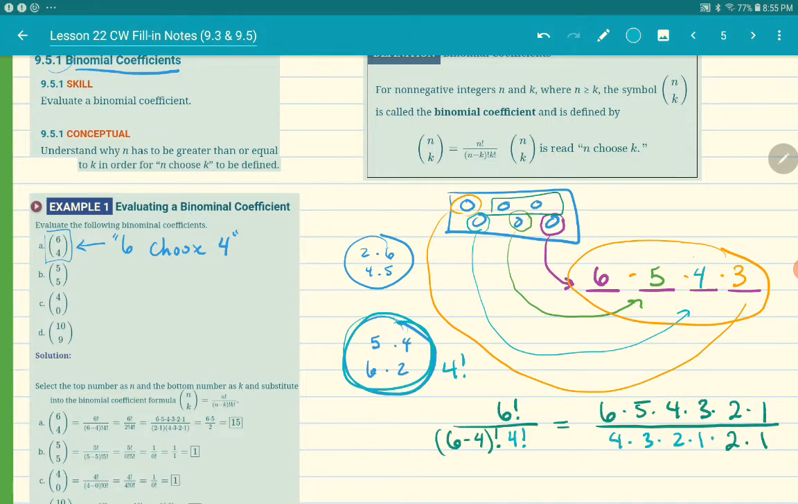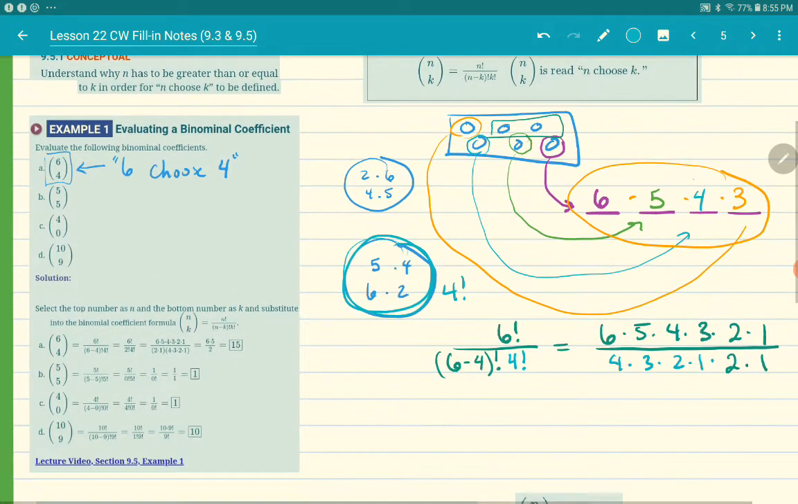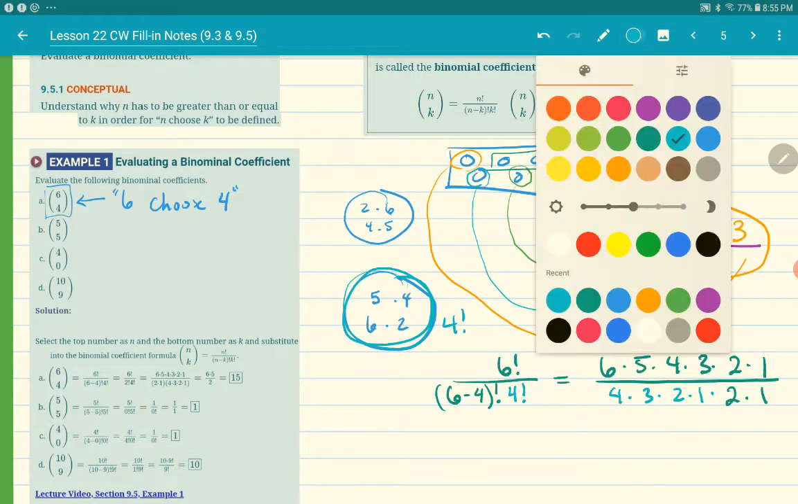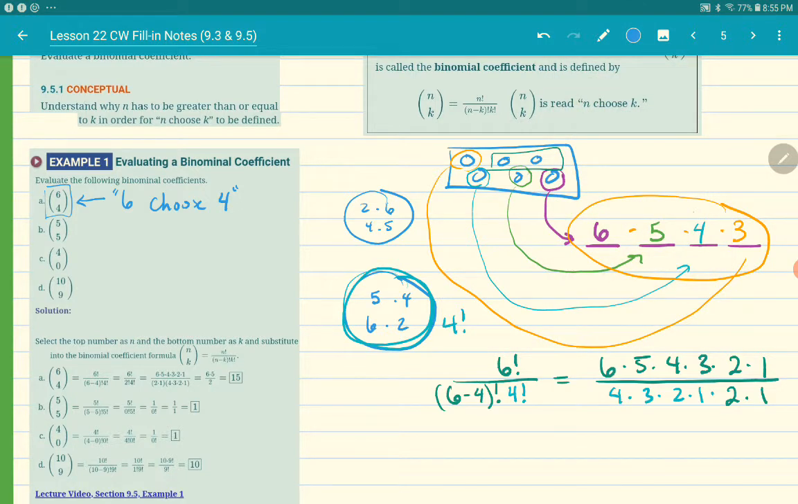You don't need to reinvent that. I just want to give you an idea of what it means, so when you can look at it, things make sense. So for example, I want you to see this conceptual sentence. Understand why n has to be greater than or equal to k in order to define n choose k.